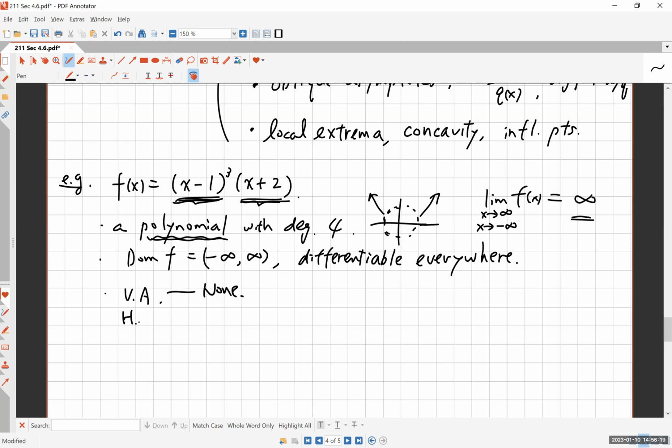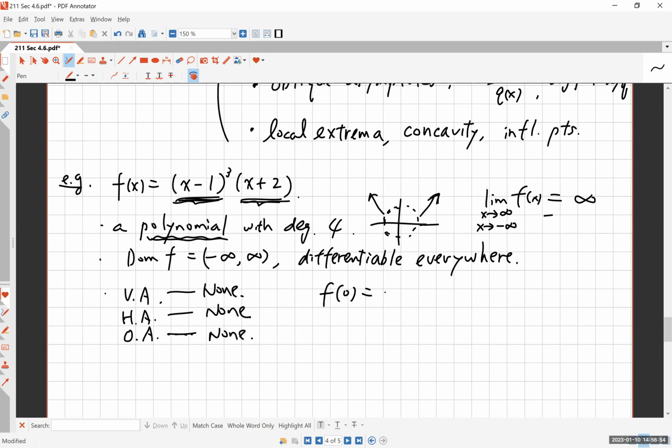Horizontal asymptote. That would happen if the limit at infinity or negative infinity is a certain finite number, but that's not the case, so that doesn't exist. Oblique asymptote. Remember, the only time this exists is if you have a rational function where the denominator has 1 less degree than the numerator. So this does not happen. So there are no asymptotes.